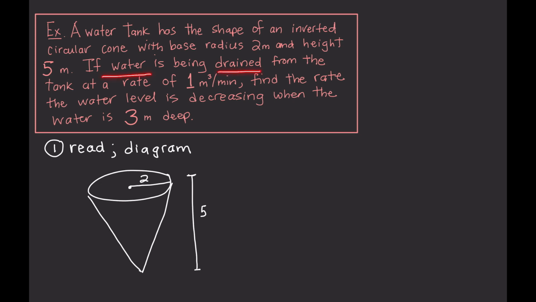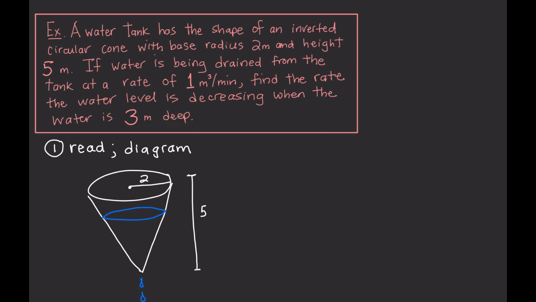Water is being drained from the tank at a rate of 1 cubic meter per minute. So there is water that is coming out of the tank, okay? So we know that the water level is decreasing. And then we are asked to find the rate, and remember rates are derivatives, and these are also derivatives, right? Find the rate that the water level is decreasing when the water is 3 meters deep.